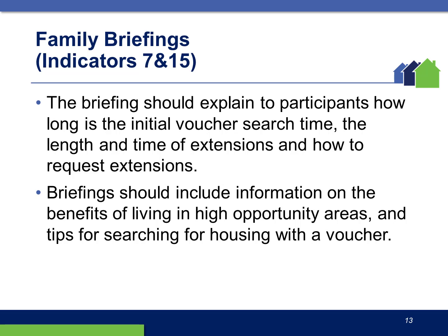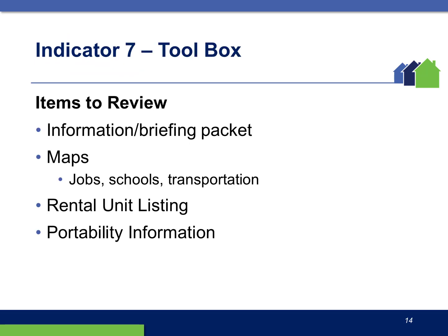Briefings should also include information for voucher holders on searching for units in opportunity areas and the benefits of living in these areas. This material can earn PHAs points for SEMAP Indicator 7. A PHA will have success with Indicator 7 if they have reviewed and have ready a copy of their information briefing packet, copies of maps shared with HCV families which identify areas of opportunity, rental unit listings, and portability information.